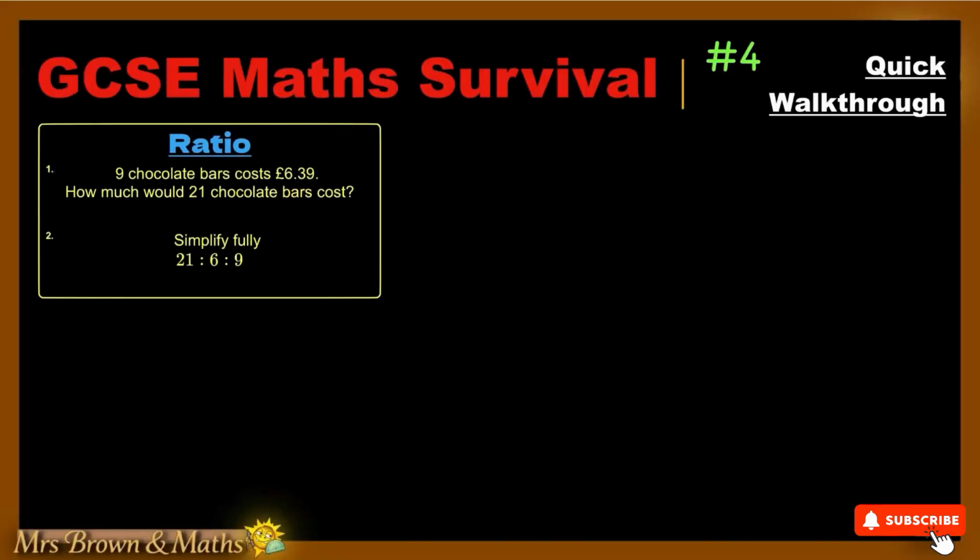Ratio. Question 1. 9 chocolate bars cost £6.39. How much would 21 bars cost? There are different ways how to work out. You can work out the price for 3 chocolate bars and then multiply by 7. We will work out price for 1 bar.